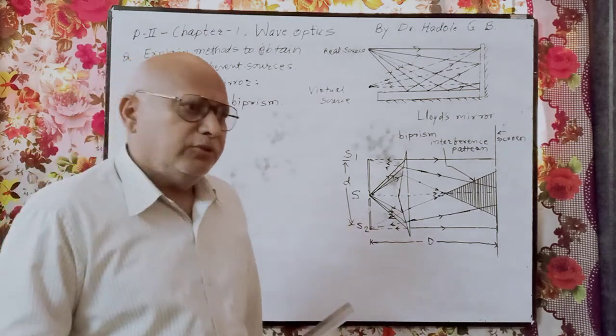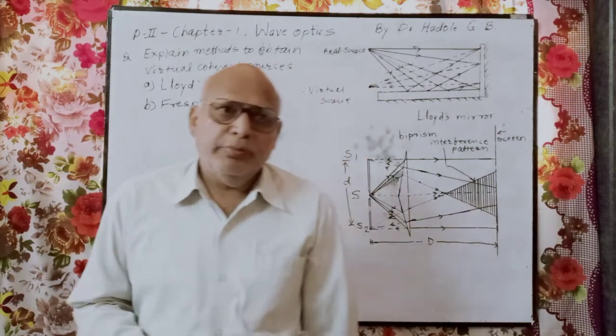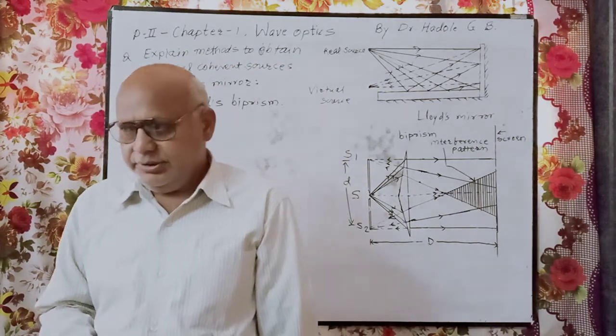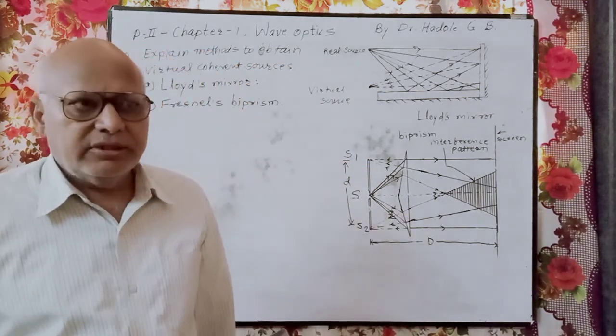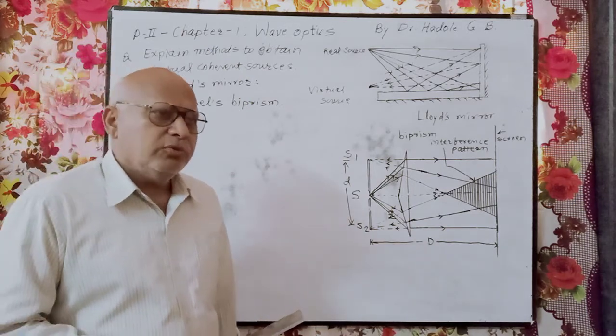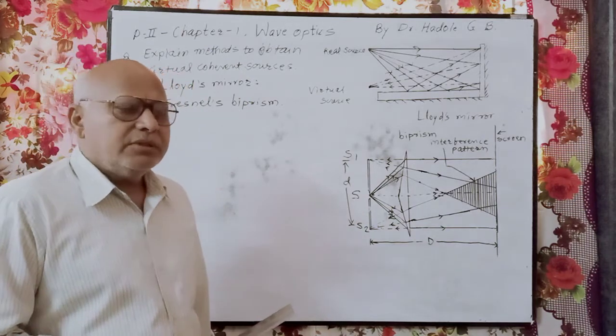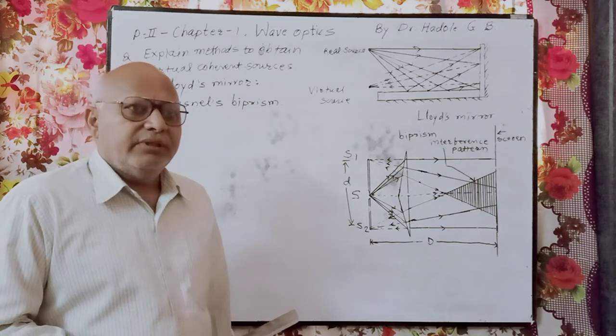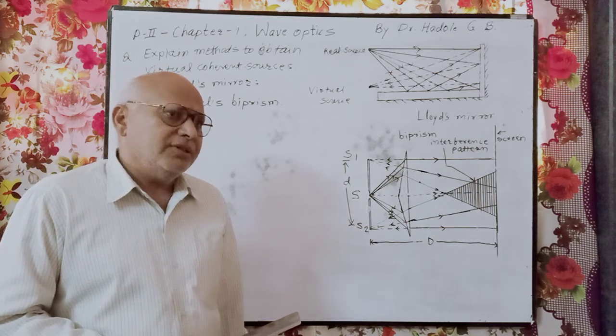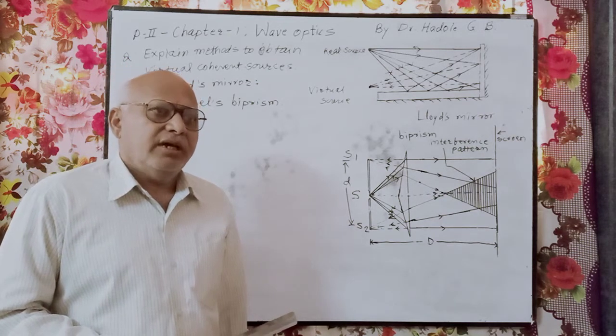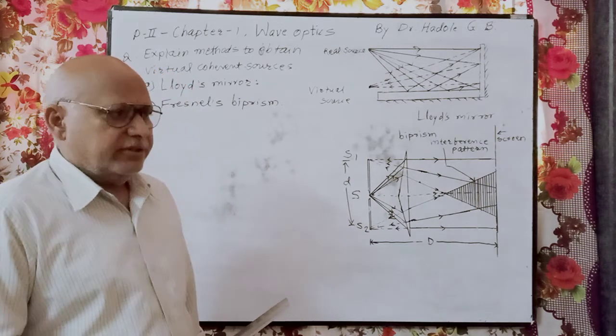Now we are proceeding to learn methods to obtain the coherent sources. What are coherent sources that we have seen? Two sources which have the same frequency, and the phase difference between them is equal to 0 or constant. Such sources are called coherent sources.